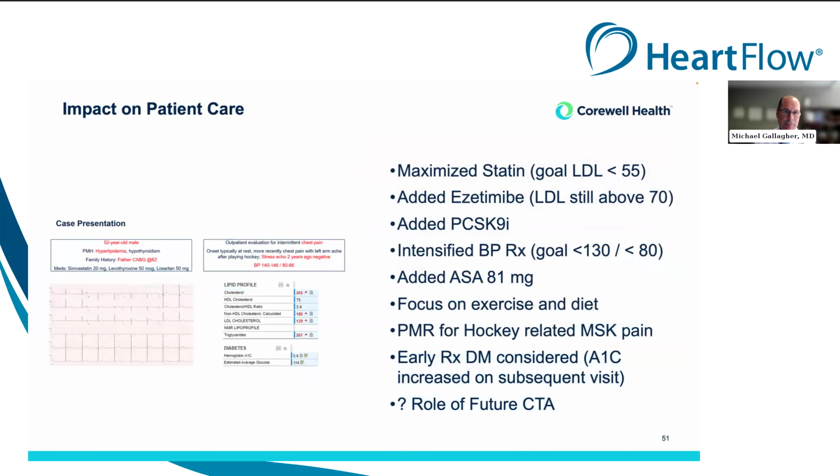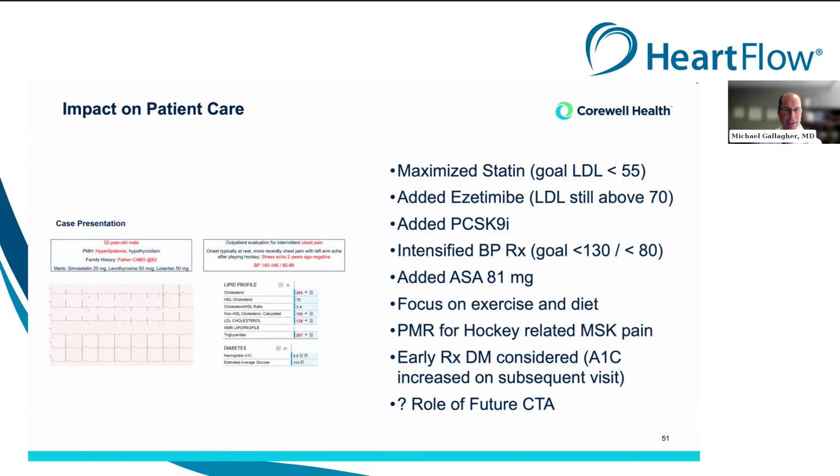What did we do? Well, we treated him for his non-cardiac hockey-related musculoskeletal pain. He saw an anesthesiologist for injections of his thoracic pain. He was treated with a maximum dose of a statin. We added ezetimibe. His LDL was still above 70, so we added a PCSK9 inhibitor.